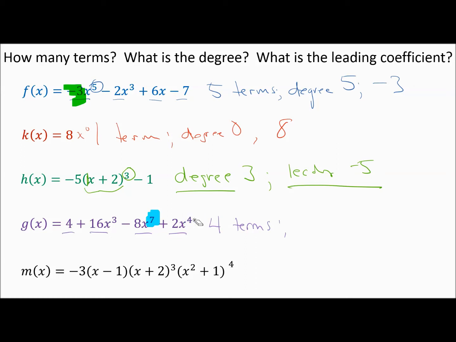Let me fix that for you. So 7 is your degree. And then the leading coefficient is always the coefficient associated with a degree, so -8 is your leading coefficient.